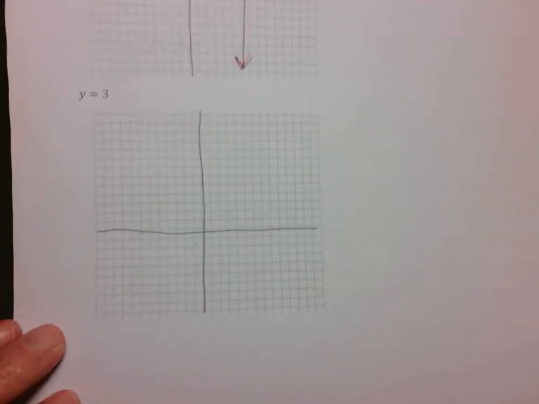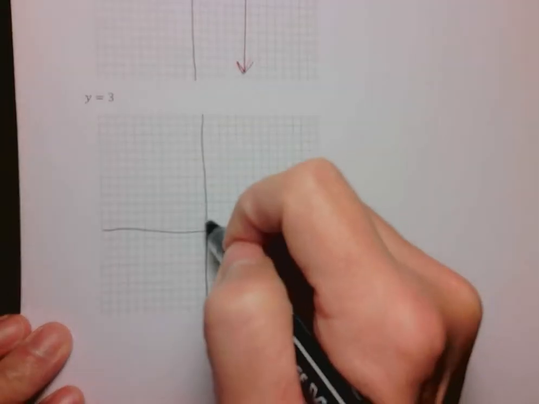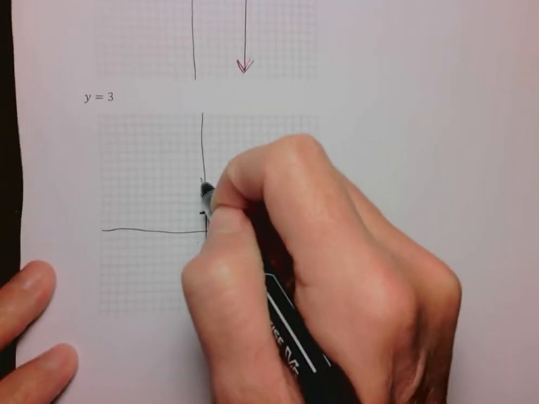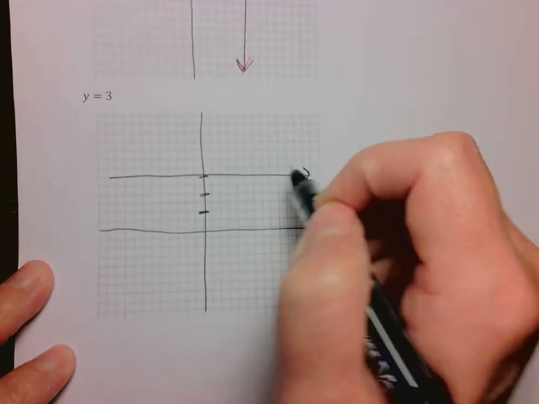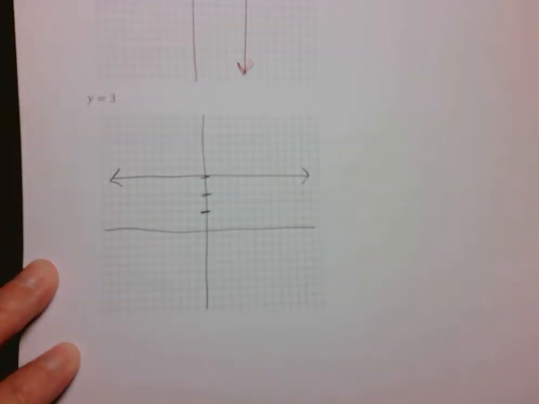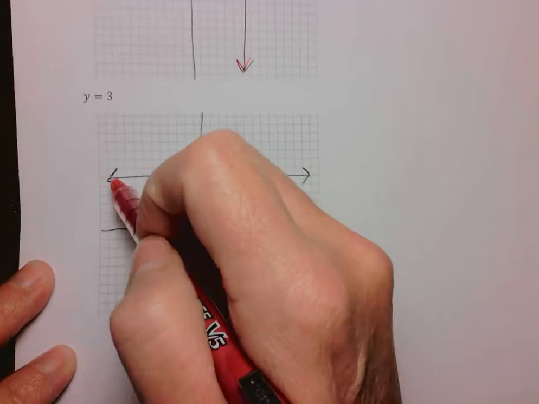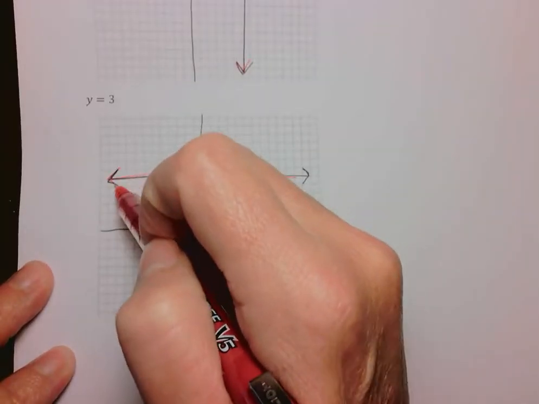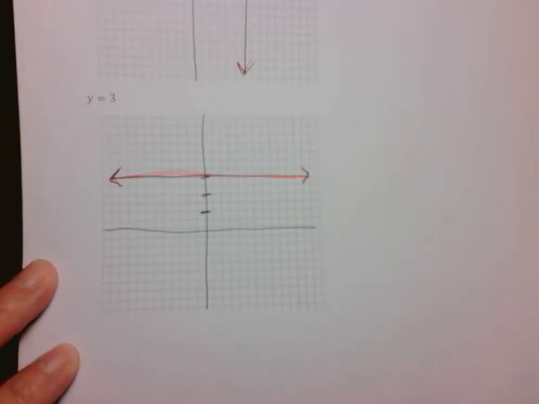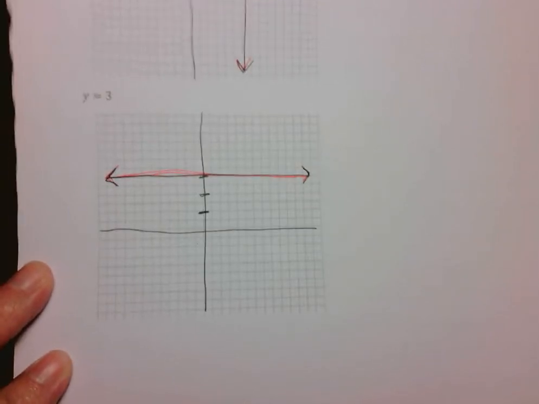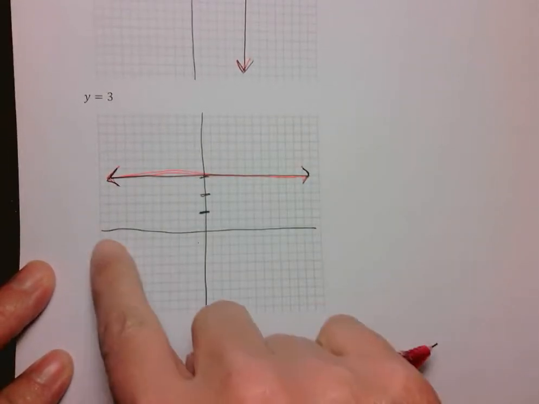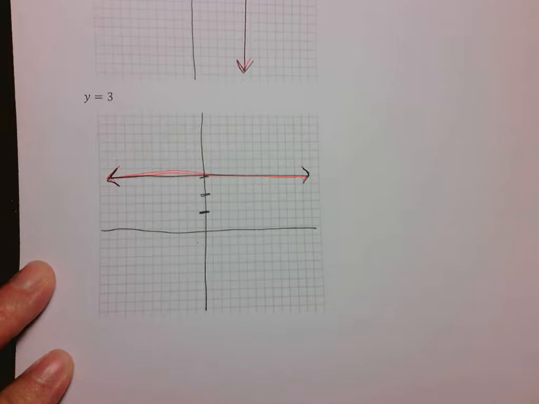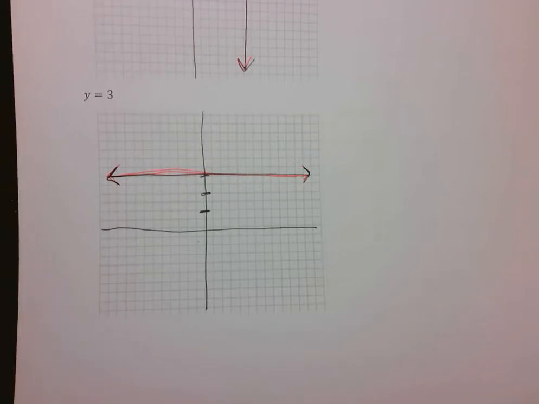And so then for the next one, y equals 3, that's going to be a horizontal line through the y-axis at 3. It's going to have a slope of 0. And what is this saying? This is saying for all values of x, y is going to equal 3. So again, we did talk about that. This is just a quick review on how to graph vertical and horizontal lines.